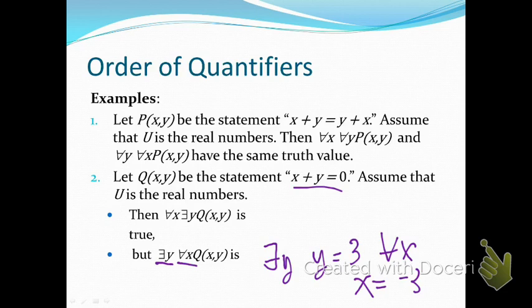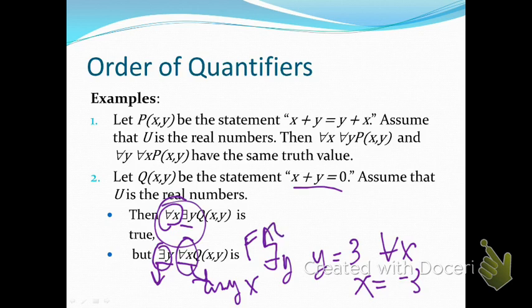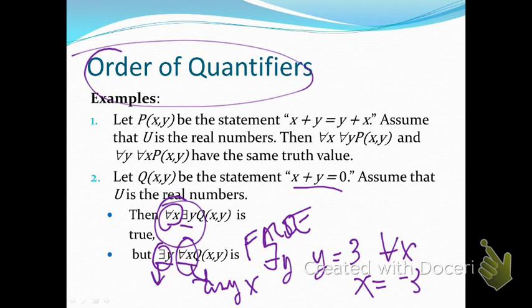So again, let's think about this. For all x, there exists a y is true, because for any x there is a y. But there exists a y such that for all x means that there must be a y where any x I choose will make this a true statement. And so this statement is false. So the order of the quantifiers will matter based on what we're talking about.